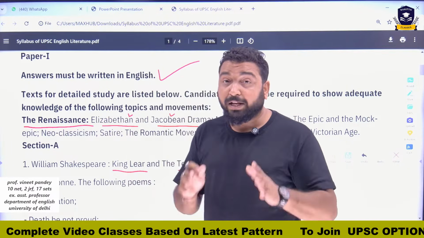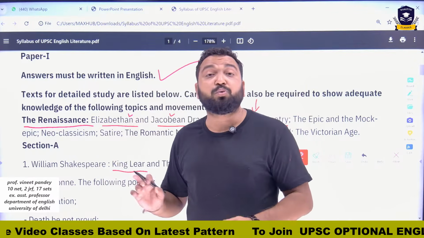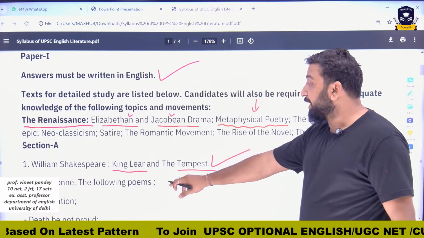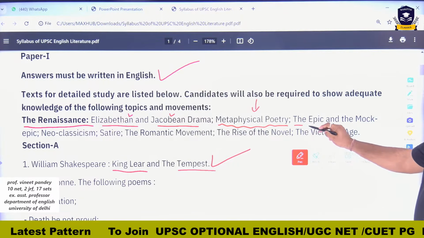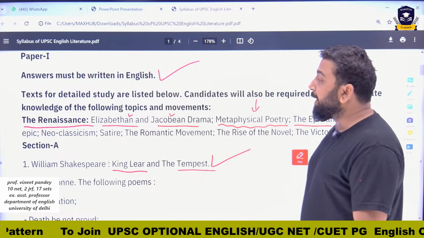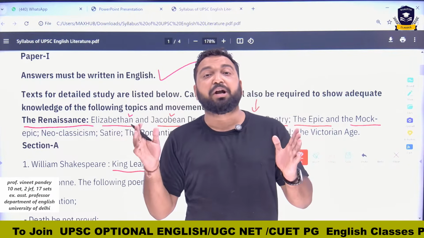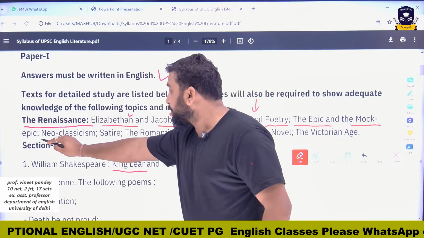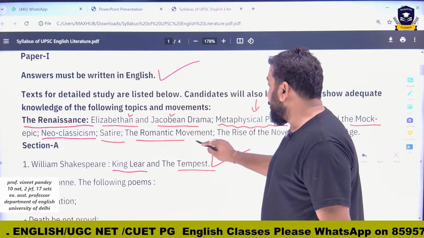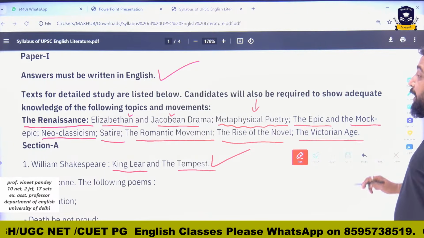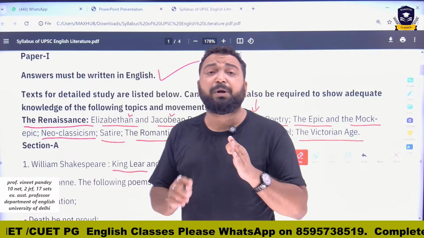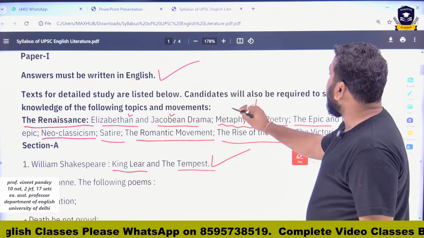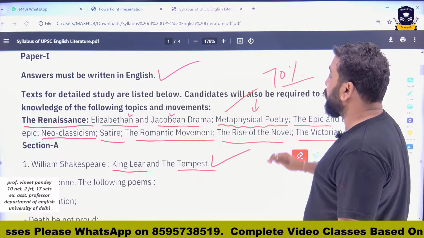which are mentioned. As from UPSC point of view, all these poetries I have taught in my coaching classes line by line. आपको line by line narration मिलेगा, that's very important. The epic, mock epic, it means आपको Greek epics, ancient epics and modern day mock epic, Augustan mock epic आपको prepare करना है. They have mentioned neoclassical age, satire, romantic movement, the rise of the novel and the Victorian age. In short, they are asking you to be prepared with complete British history. From here, Renaissance to here, they have actually talked about 70% British history in part 1.